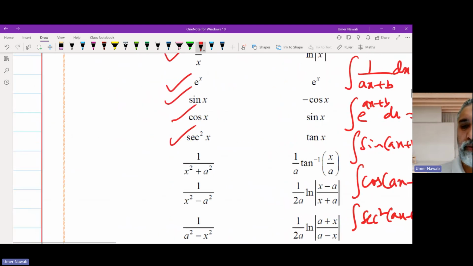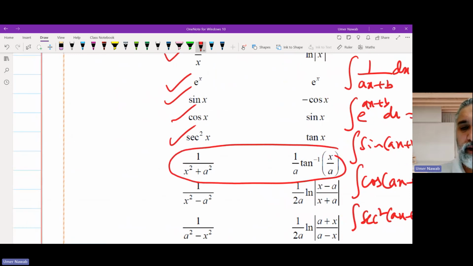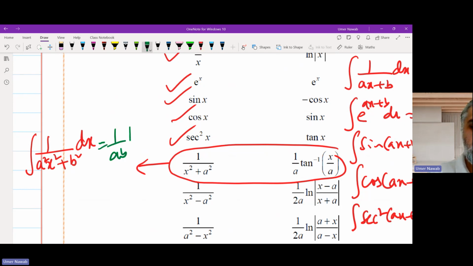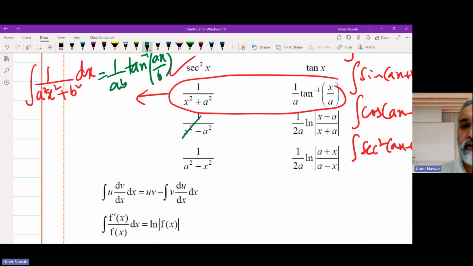Then this formula is very, very important, but I have given you in the class the modern version. The modern version is 1 over a squared x squared plus b squared. If it is written like that, you have to write 1 over ab inverse tan of ax over b. So this formula you have to do. No need for this, it is for further maths. This is for further maths.